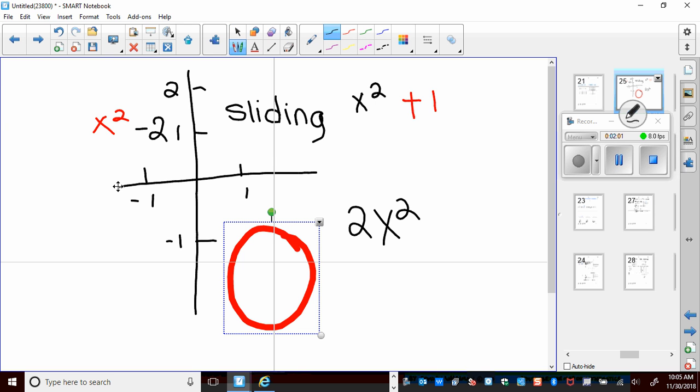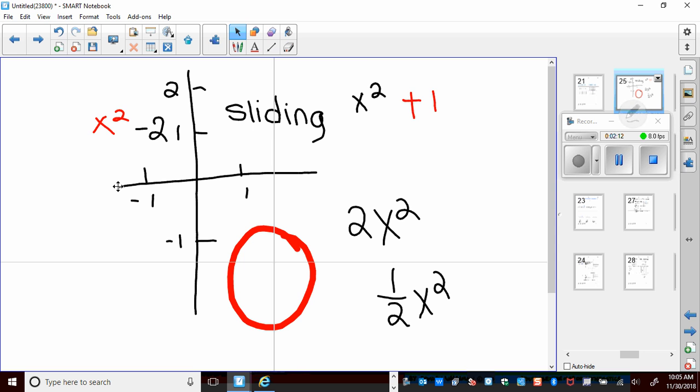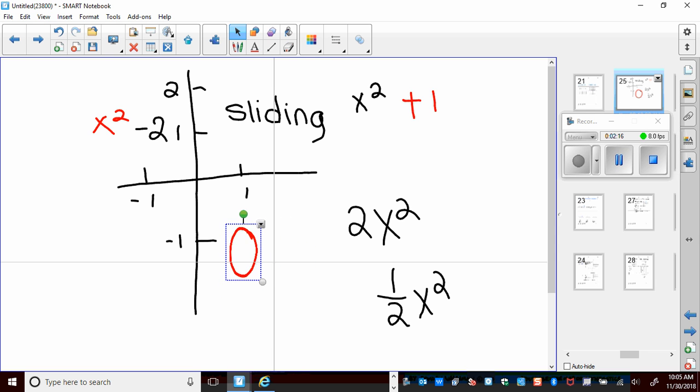Now, let's say I want to divide it, or say 1/2 times x squared. If I multiply by this fraction or a decimal, it gets smaller, or it vertically shrinks. It gets shorter. So those are the 4 things we're going to do today.